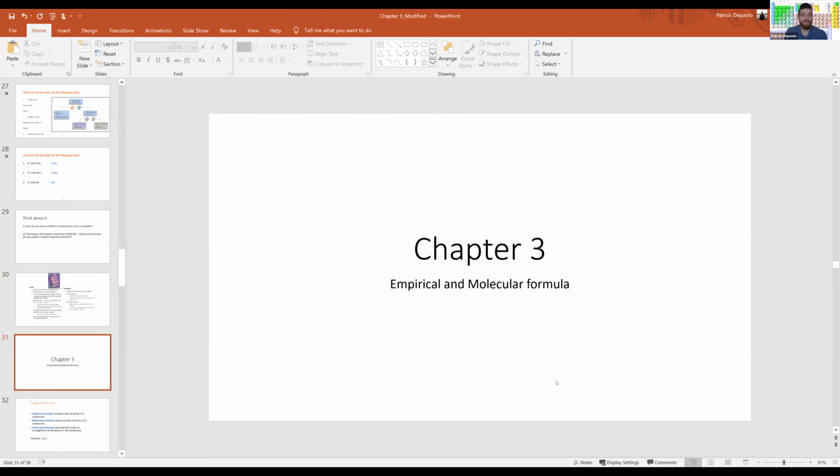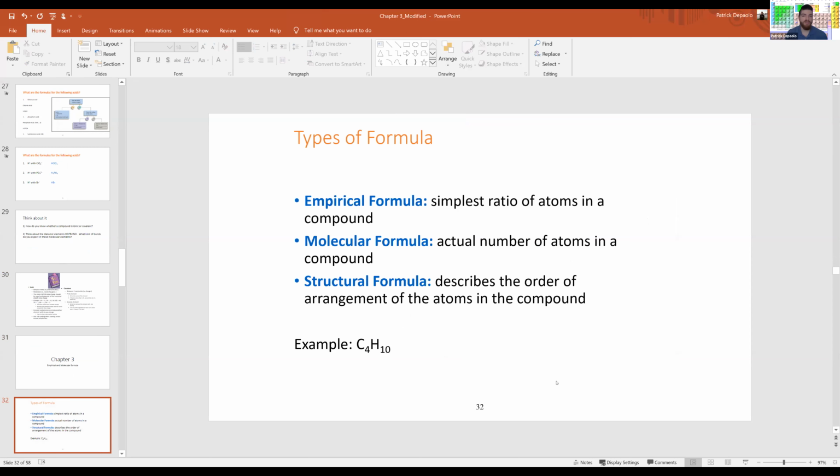Okay, moving on. So empirical and molecular formulas. Let's just go over some definitions. There's a thing called empirical formula. What that means is the simplest ratio, or the most simplified version of a compound. The molecular formula is the actual number of atoms in the compound. So the molecular formula is just whatever the molecule is, that's what it is.